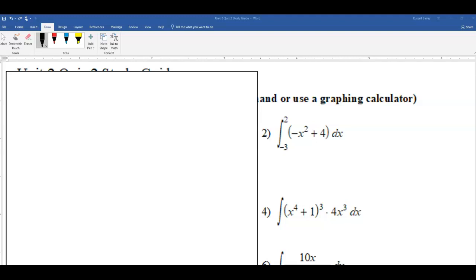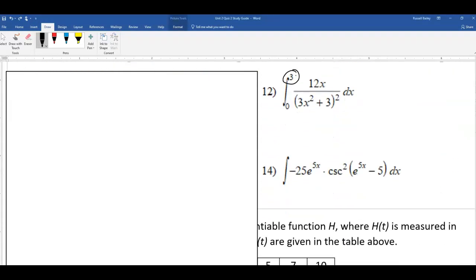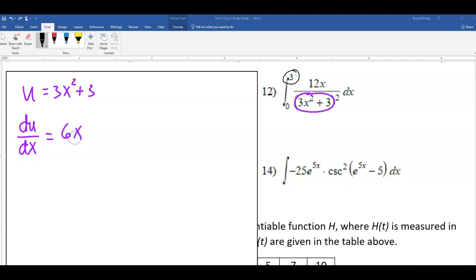looks like I got moved down to the bottom there. Let me scroll back up here. All right, so my u value is that. Let's find our derivative with respect to x. Let's get the dx by itself. And let's do our u substitution.